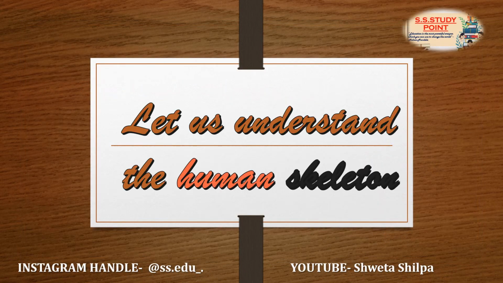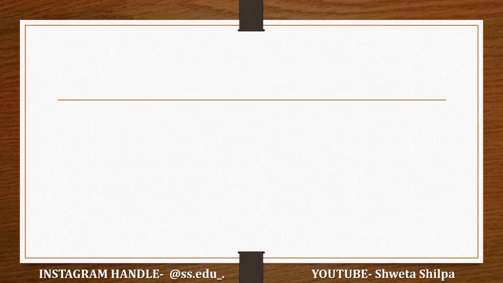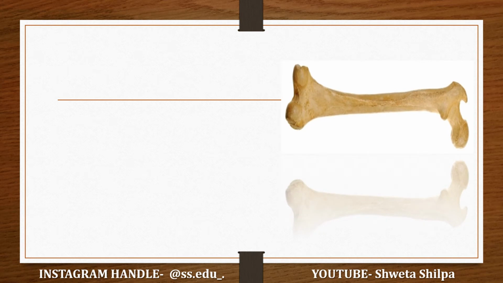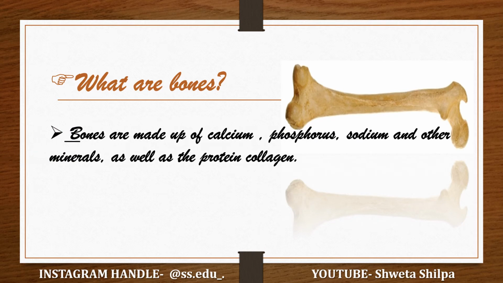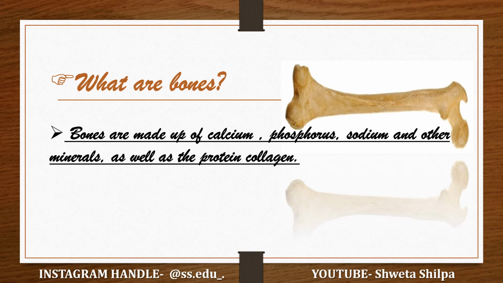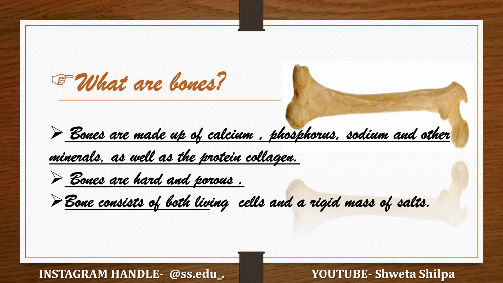Now let us understand the human skeletal system in a more elaborated manner. If you can see, a structure of bone came up in front of you. So what are bones? Let's understand. Bones are made up of calcium, phosphorus, sodium, and other minerals, as well as the protein collagen. Bones are hard and porous. Bones consist of both living cells and a rigid mass of salts.